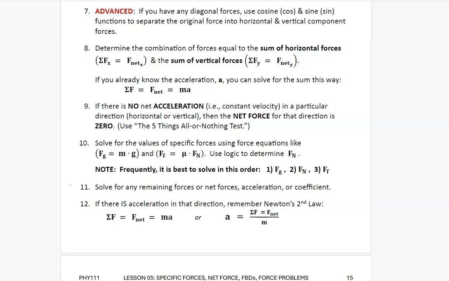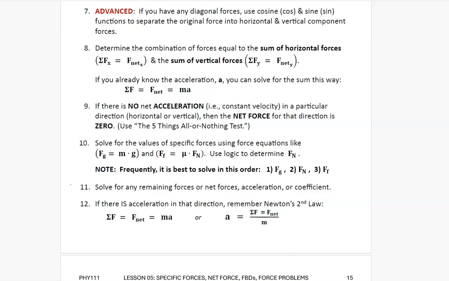In general, if you don't know the coefficient of friction and you don't know the acceleration, but you do know the mass and you always know g, the best way to solve these problems is to first solve the weight, F sub g, use that information to tell you what the normal force is, and then if you have mu, the coefficient of friction, calculate the frictional force. And now you have 3 of the forces. It'll make calculating your net forces in the horizontal and vertical direction much, much easier.